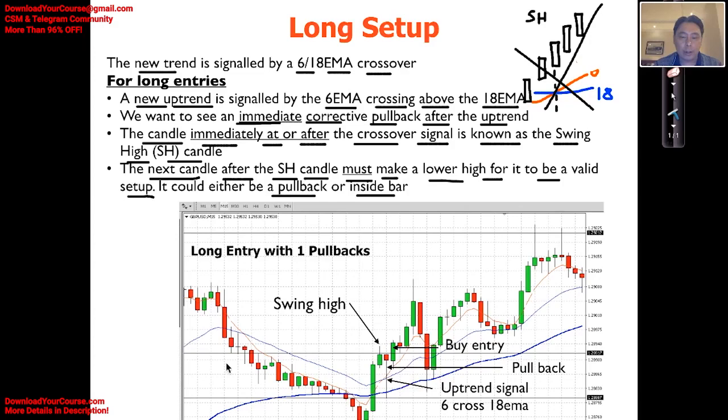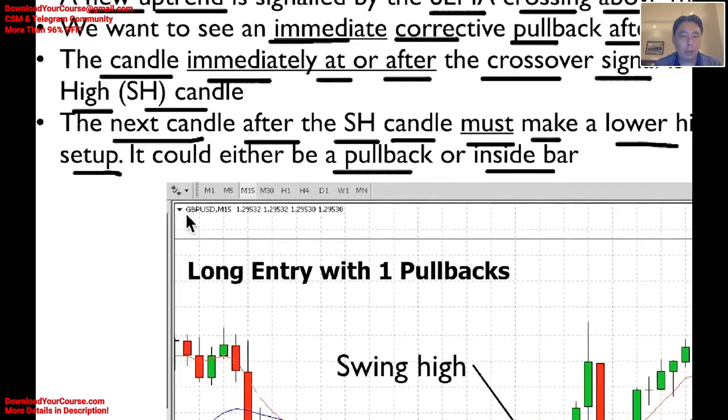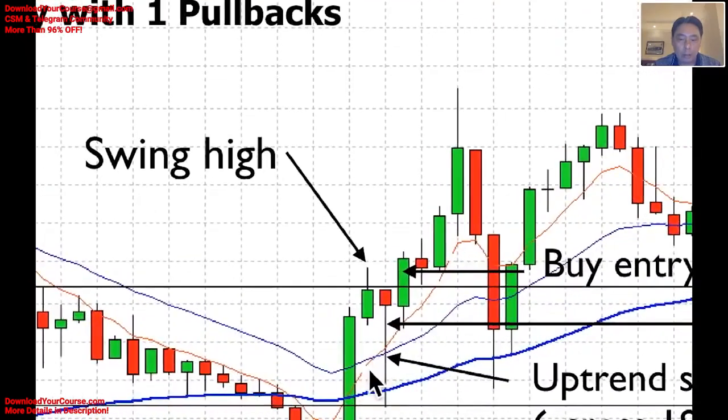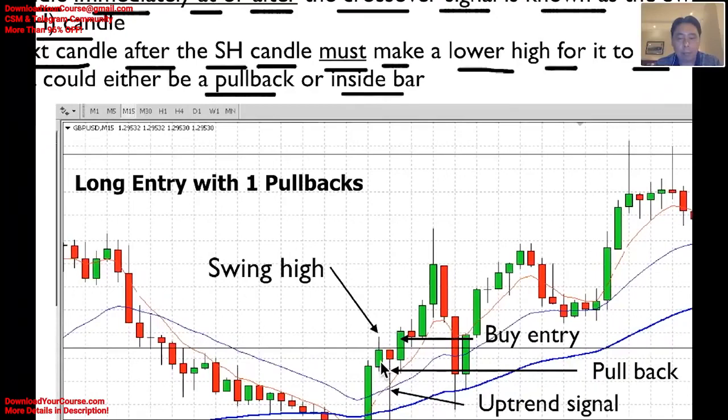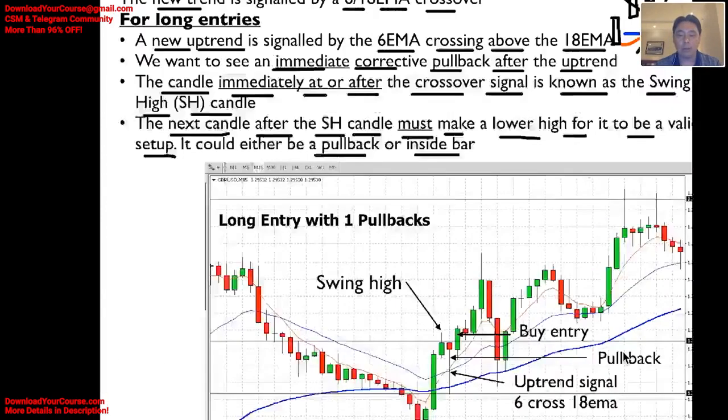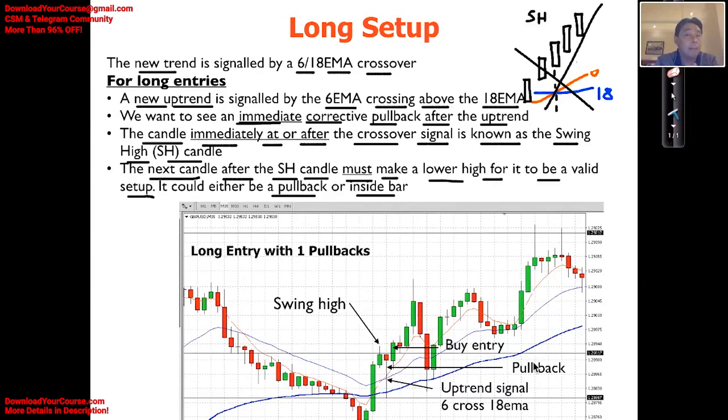So in this case, let's take a look at this chart. This is the pound dollar. Again, I'm looking at the 50-minute candles. Okay, so notice that we have got the cross over there, right? And right at the cross, we have got the swing high candle. So this is the swing high candle. Can you see that? That's the swing high candle because it's right at the cross, and right after the swing high, we have got a pullback candle, right? That makes a lower high and a lower low, right? That's a pullback candle. So there we have got the long setup.